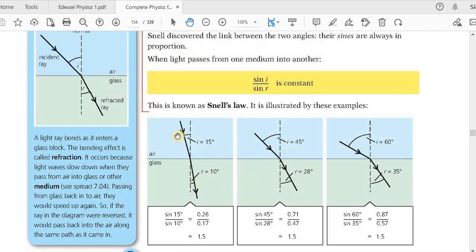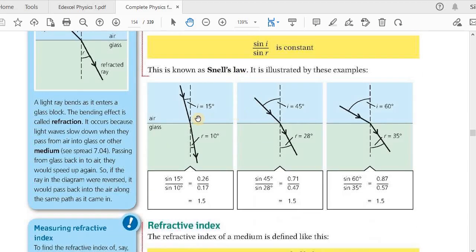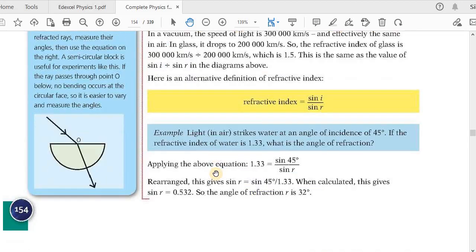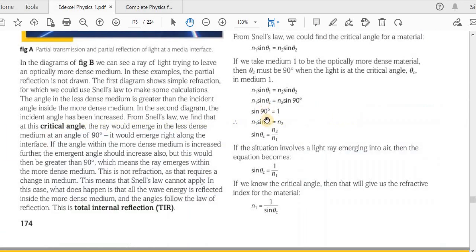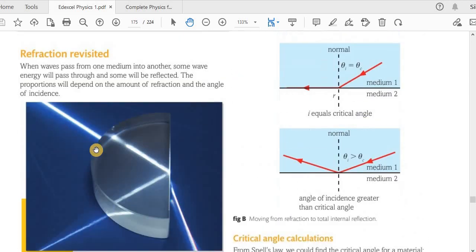This is what you saw in the O-level class. So here it's air, here it's glass. Sin I over sin R, we have Snell's law: the sine of the angle of incidence divided by the sine of the angle of refraction. This will give us the refractive index of glass. Okay, now let's go to the explanation here.